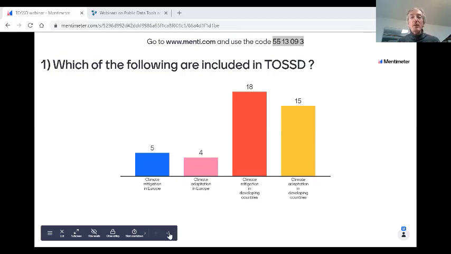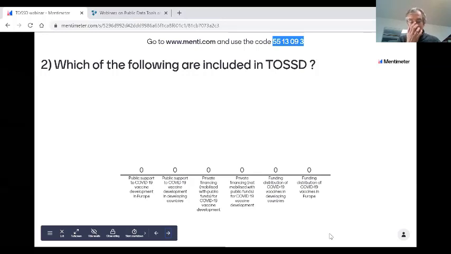Let's move to the next questions where the same explanations can also be made. So which of the following are included in TOSSD? We have public support to COVID-19 vaccine development in Europe, in developing countries. You have private financing mobilized with public funds for vaccine development, private financing not mobilized with public funds, and you have the funding of distribution of COVID in developing countries and in Europe. So which of these six are TOSSD eligible?